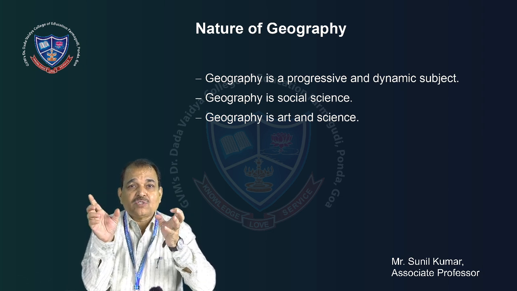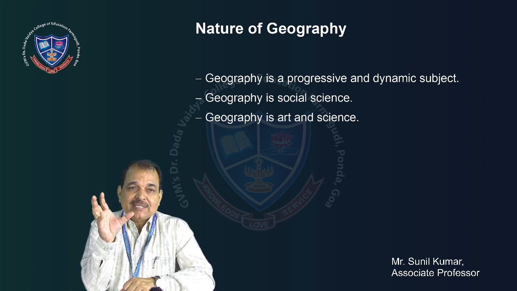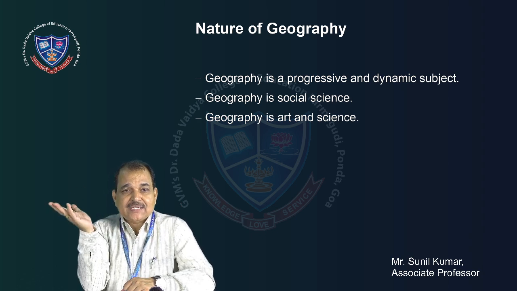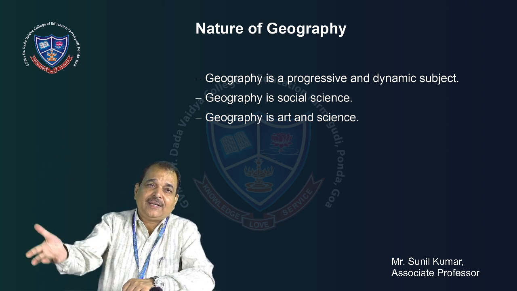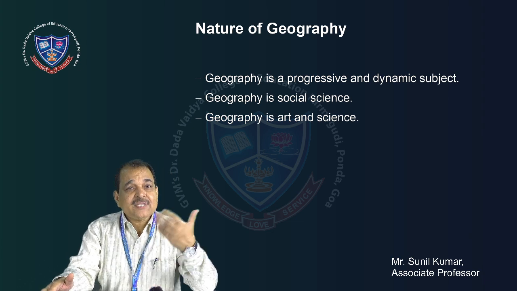So geography is a social science because our social structure is basically designed by our subject, geography. Why do people prefer to stay in mountainous regions? In mountainous regions, why do they love to stay? Why is their lifestyle very rough and tough as compared to other regions? So their social life is very rough and tough.